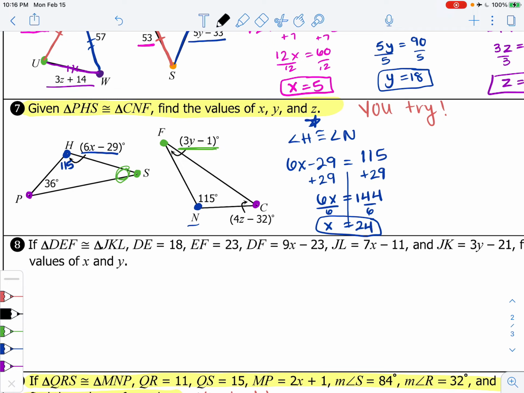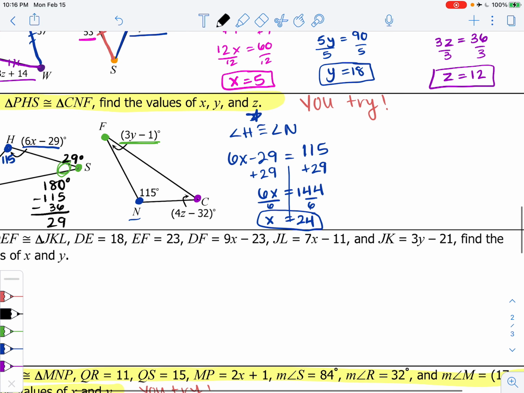Well, remember, triangle sum theorem says that all three angles in the triangle sum to 180 degrees. So I can take 180 and subtract away the two angles that we know. And so I do 180 minus 115 minus 36, and I'm left with 29. So angle S must be 29 degrees. Now I can use that to set up this next one.